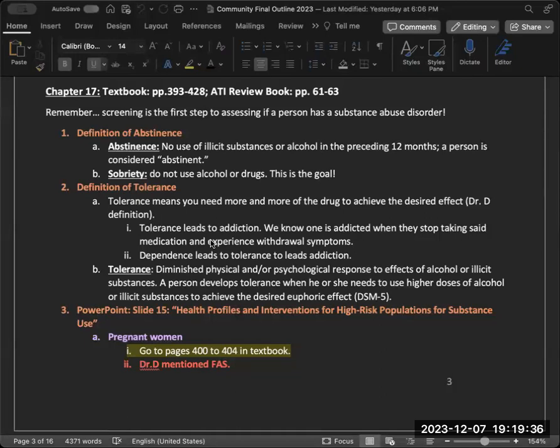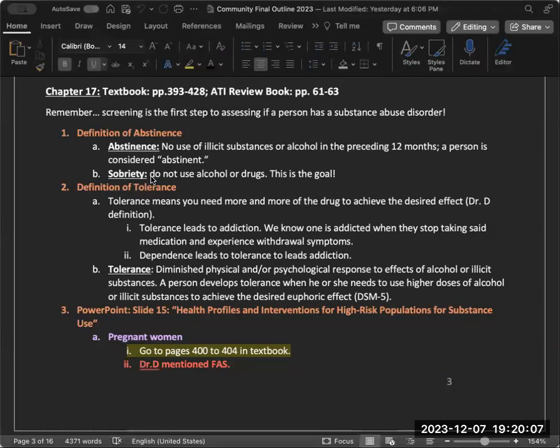Okay, so the next thing we're talking about: the whole point of that chapter was safety. How do we assess them? How do we make sure that they're safe? Now we're going to be talking about substance use in this chapter. I left all the pages and ATI review pages. I also included, because she didn't specifically ask for this but I thought it was important, that screening is the first step in assessing if a person has a substance abuse disorder. That means we could use our CAGE and other screening tools to see if they have a substance abuse problem.